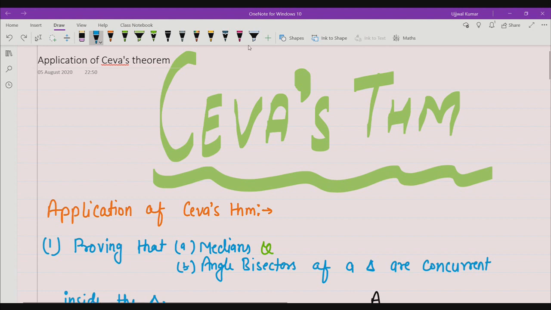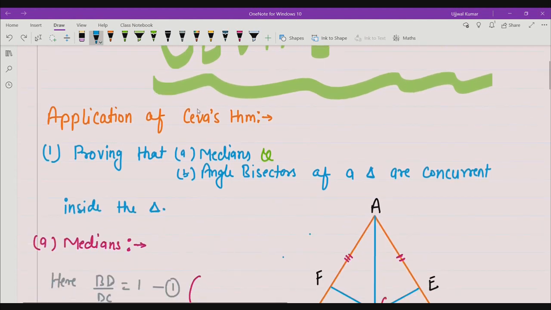Okay, we'll be studying some applications of Ceva's theorem, both in the field of Olympiad and in JEE. In JEE, we'll be doing one problem from solution of triangles and we'll be using Ceva's theorem in that question. So stay tuned and watch this video till the end. Okay, now applications of Ceva's theorem.